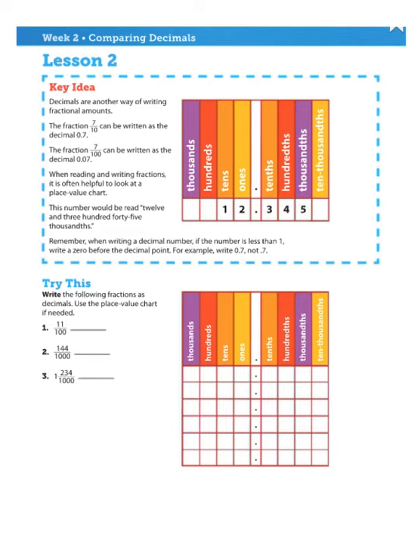345 thousandths. Remember, when writing a decimal number, if the number is less than 1, write a 0 before the decimal point. For example, .7 is not correct, it should be 0.7, so we need to remember to write in that 0 if it's less than 1. On the try this, it says write the following fractions as decimals. Use the place value chart if needed.